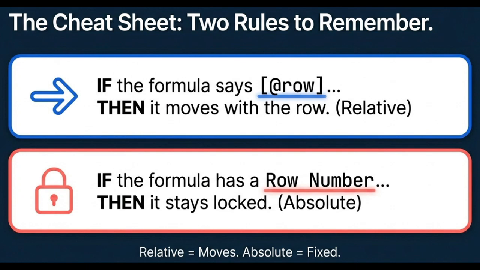And a simple rule to remember, if you remember nothing else, remember this: if it says @row, it moves with the row. If it has a specific row number, it stays locked. Relative equals moves, and absolute equals fixed.